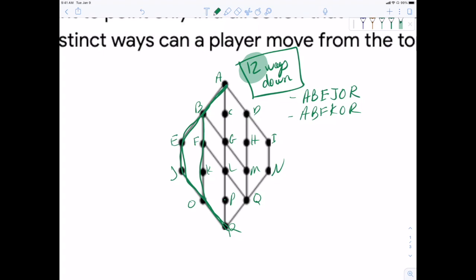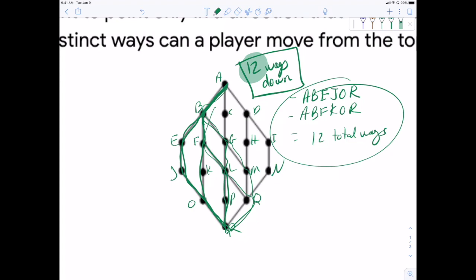And if I keep doing that, I could count out there's 12 total ways to do this. Then I'd go this way down, A, B, G, L, P, Q, and then A, B, F, L, Q, R, A, B, G, M, Q, R. So I could keep going, and we could count the 12 ways that way too. All right.